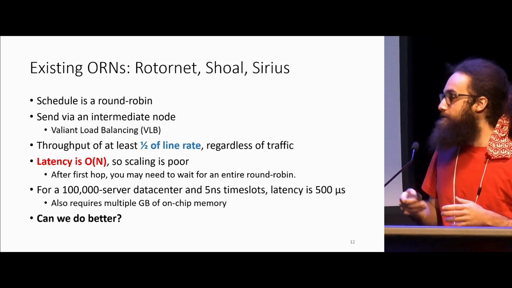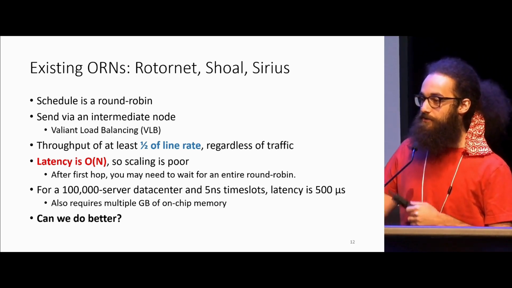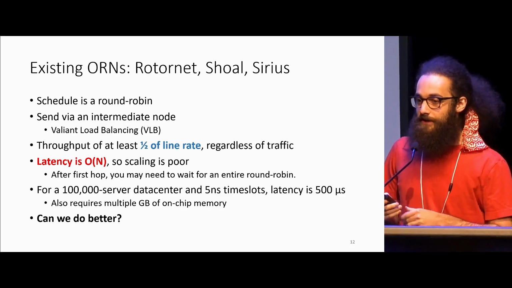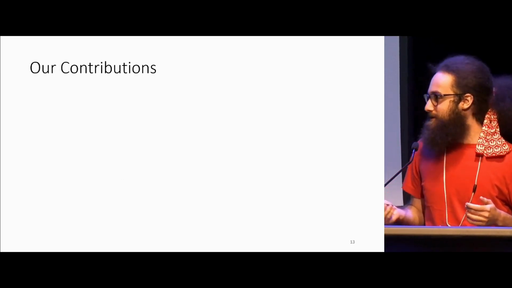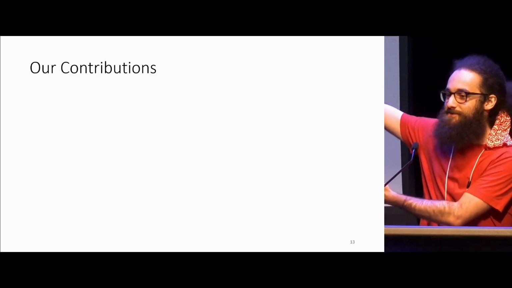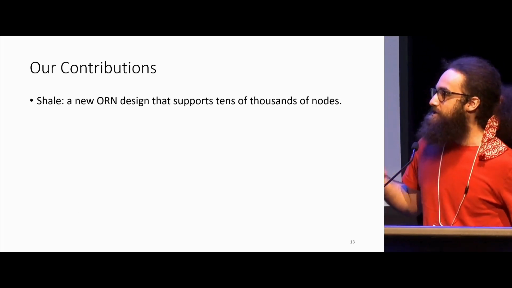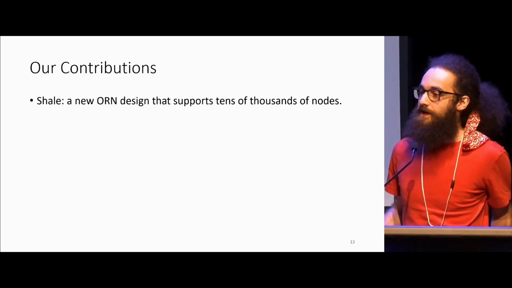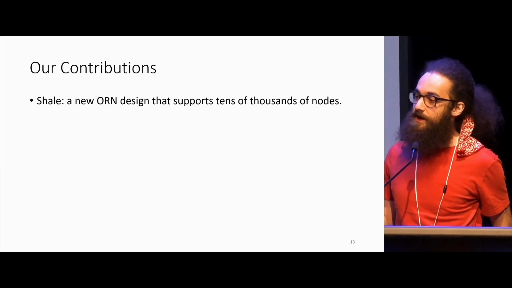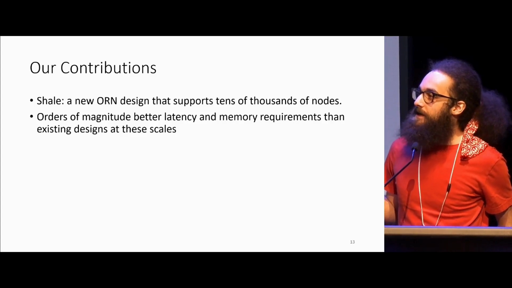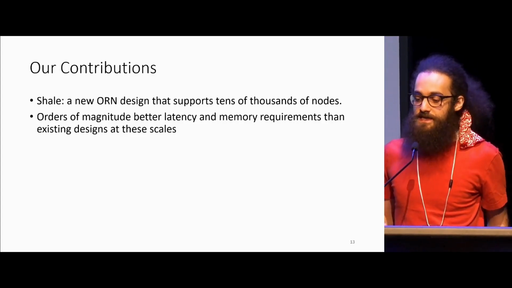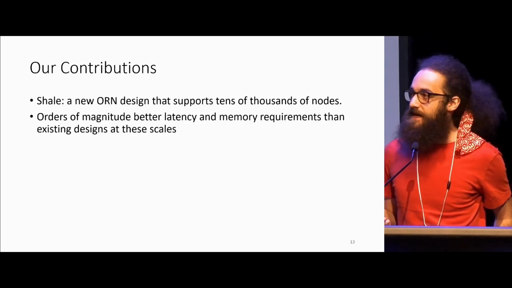So can we do better than this? Can we actually change what we're doing and make a more scalable ORN? That's what we try to show in this work. A good slide to pay attention to is our contributions. We designed Shale, a new ORN that can support data center scales with tens of thousands or even 100,000 nodes. It achieves orders of magnitude better latency and memory requirements than existing designs at these scales.